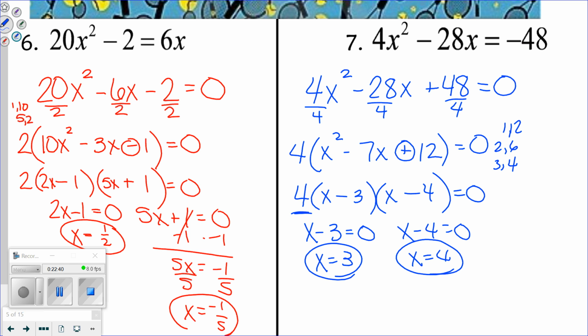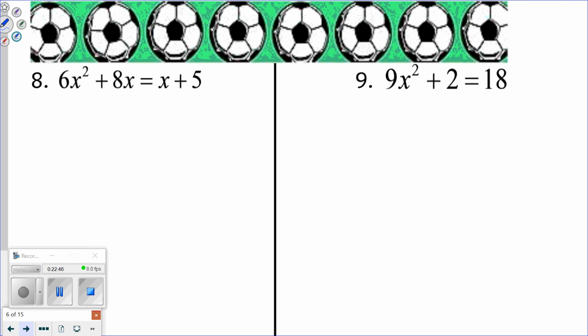Good. Solving's fun, right? It's not so bad. All right, number 8.